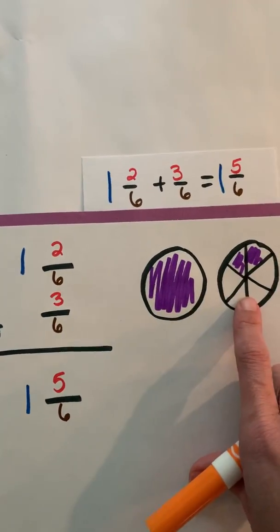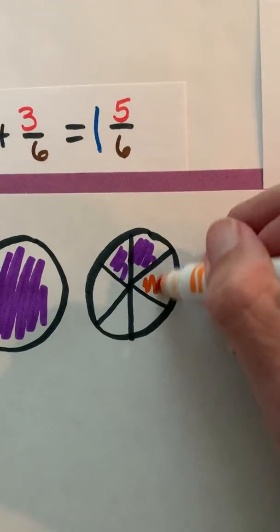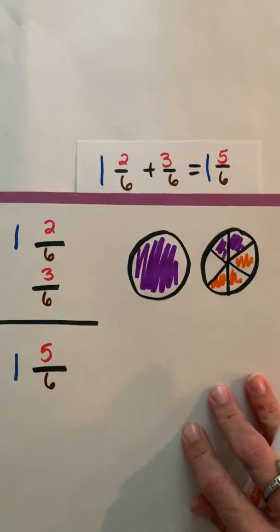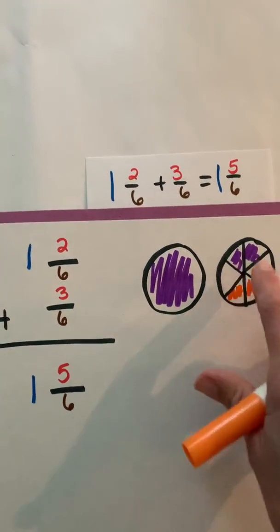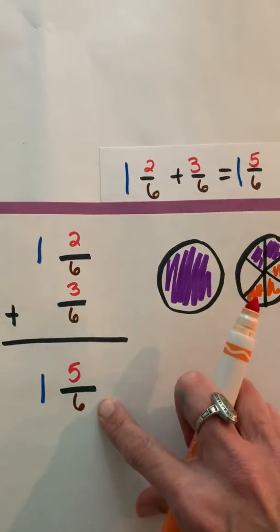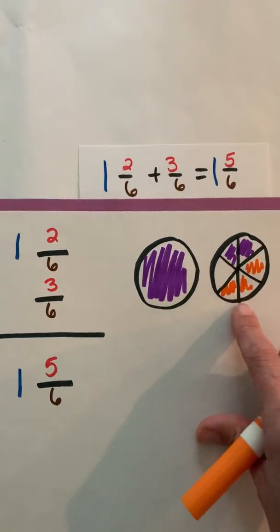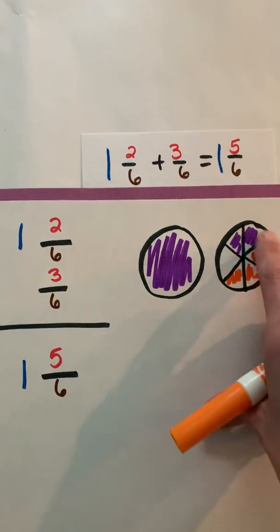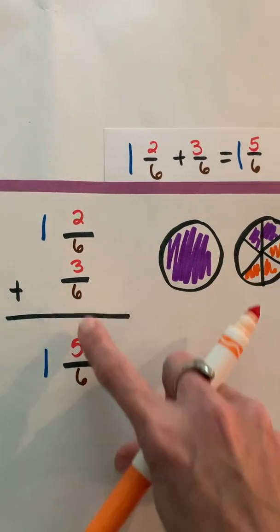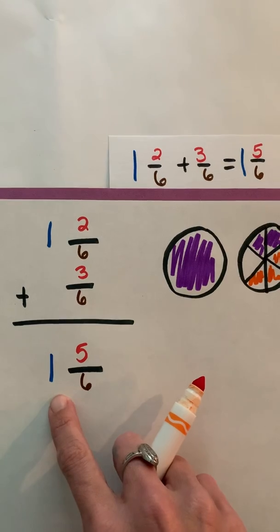So I have 1 and 2/6 represented, and I want to add on 3/6. So this is 1/6, 2/6, 3/6. So now you can see that I have 1 whole and 5/6. Now one of the things that you would have noticed is that the denominator stays the same. When I'm adding with like denominators, my denominators stay the same. I'm still dealing with 6 as the size of the parts. And then I'm basically adding my numerators. 2 plus 3 is 5/6. That's where I get my 5/6. And then 1 whole plus 0 wholes is 1 whole.